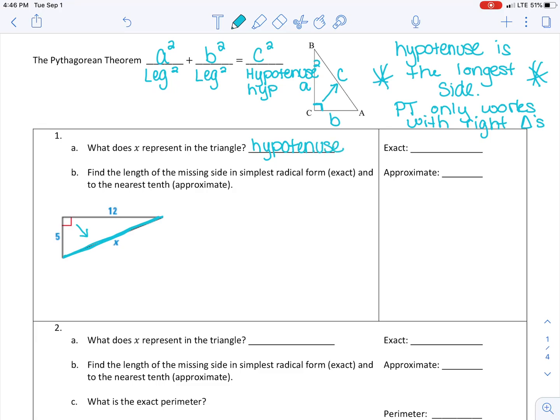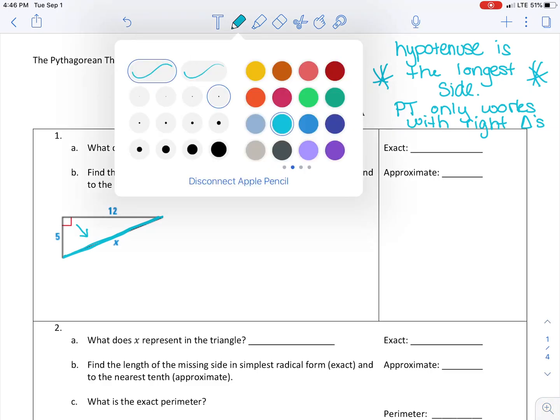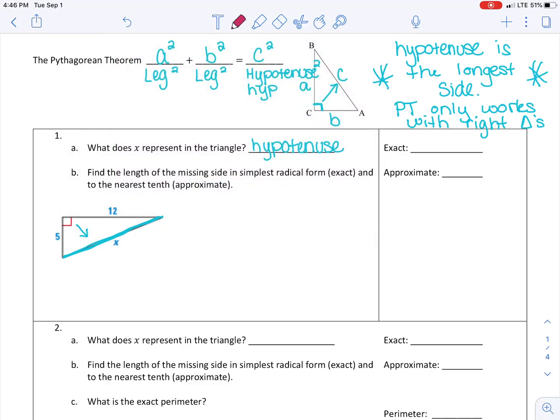Okay, then for part B of example 1, it says find the length of the missing side in simplest radical form, which is what we've been doing by simplifying our radicals, and to the nearest tenth. So simplest radical form is considered our exact value, and nearest tenth is considered our approximate value because we're rounding our decimal answer. Okay, so if we want to find the missing side length, we have to look back up at our formula. So we're going to take one of our legs, it does not matter which.